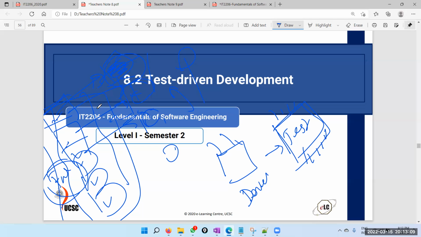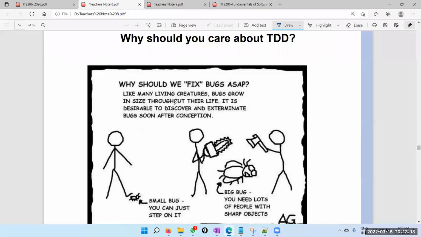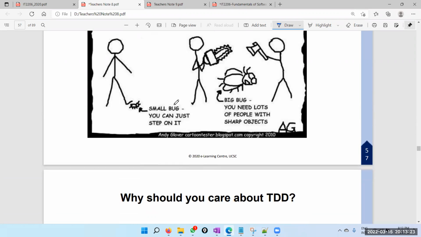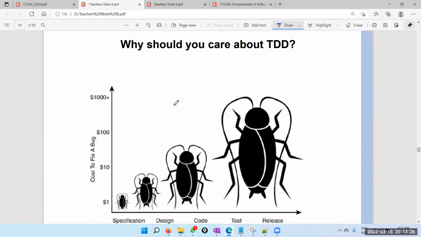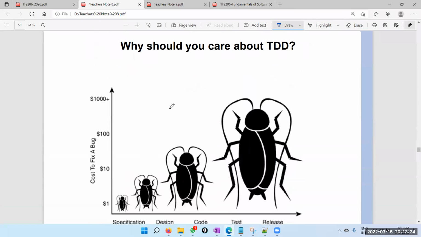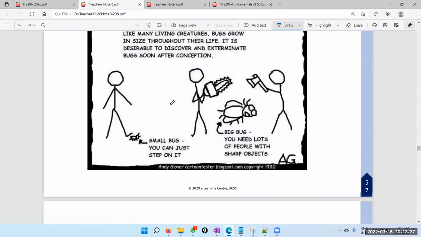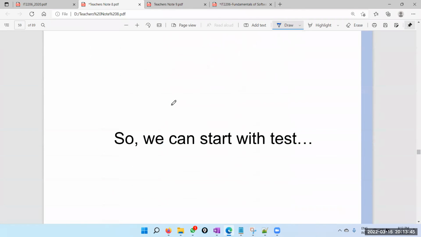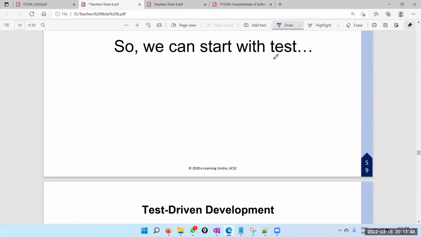So that approach is called test-driven development. We are driven by testing. A lot of emphasis on testing. So the idea is we identify the issues as early as possible. We identify them at the very first moment and fix it. Right? Fix it. That is the idea. So we can start with tests.